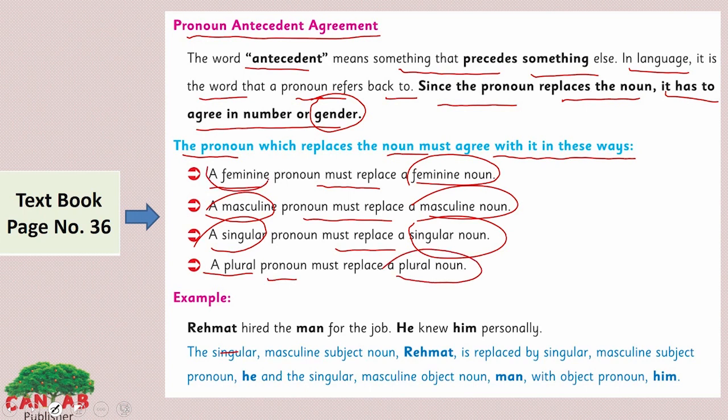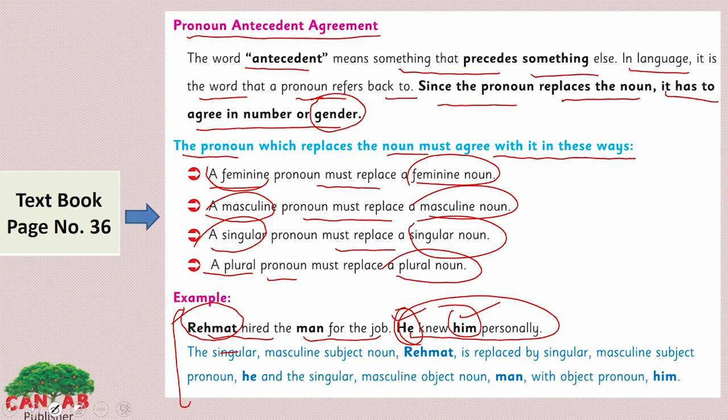Feminine pronoun को feminine noun ही replace करेगा और masculine को masculine noun और singular को singular noun और plural pronoun को plural noun. ये examples देखिए आप. Examples are: Rahmat hired the man for the job, he knew him personally. अब ही के लिए हम him इस्तेमाल करेंगे, हर नहीं इस्तेमाल करेंगे. ही जो है मैस्कुलिन के लिए इस्तेमाल होता है और हिम भी मैस्कुलिन नाउन के साथ इस्तेमाल होता है. तो यहां पर जो है रहमत नाउन है और इस ही और हिम जो है प्रोनाउन है, मैस्कुलिन प्रोनाउन.